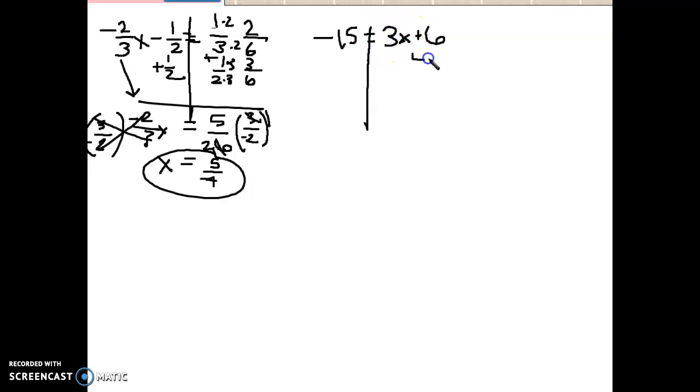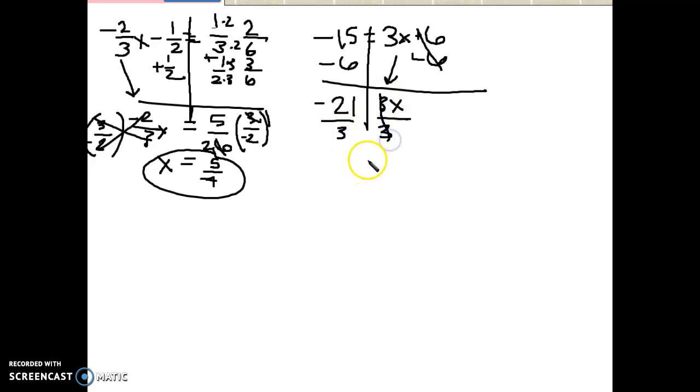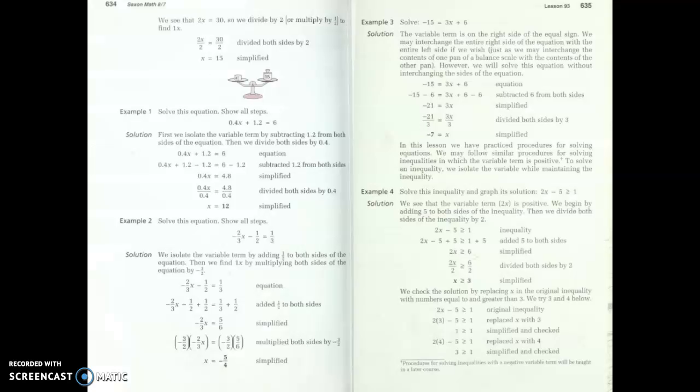So we're going to subtract 6 from both sides because 6 is the term we're whittling away. So 6 minus 6 is 0. 3x comes down. And now we have negative 15 minus 6, which is negative 21. We're going to divide both sides by 3 because we are trying to get x to have a coefficient of 1. So x equals negative 7. And there's your solution. Let's check it with Mr. Saxon. And there we go.